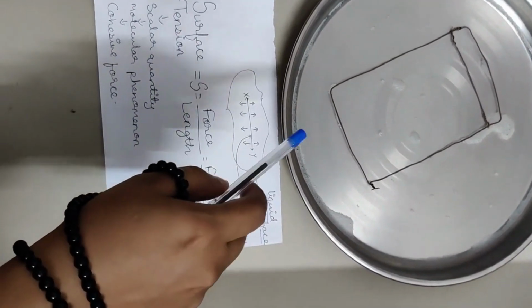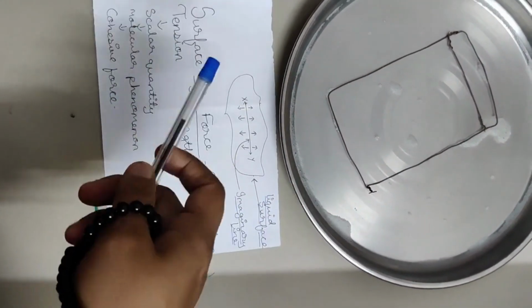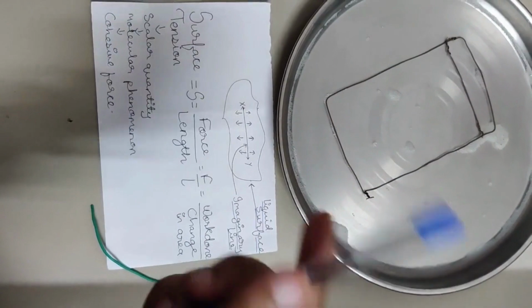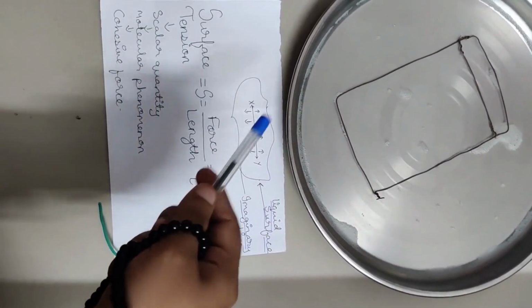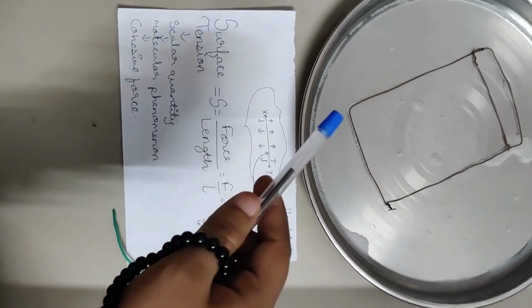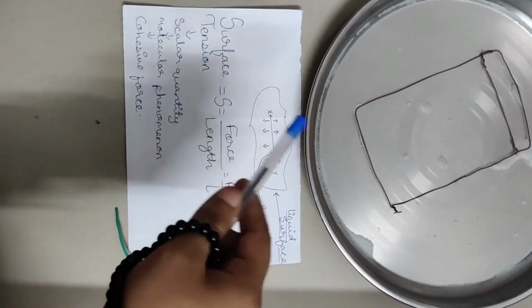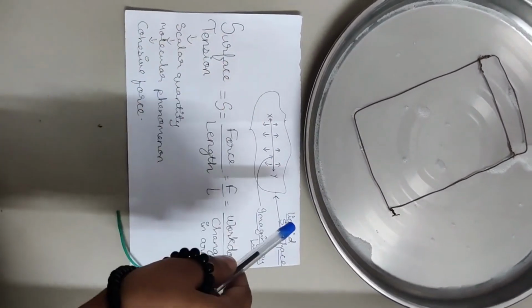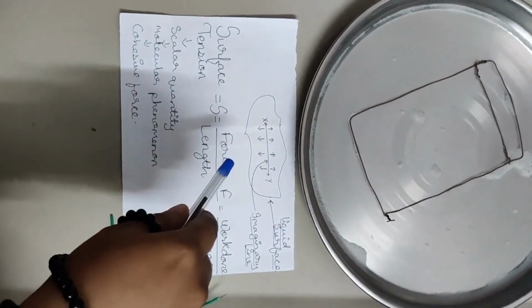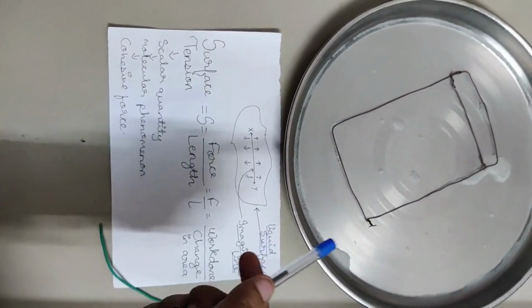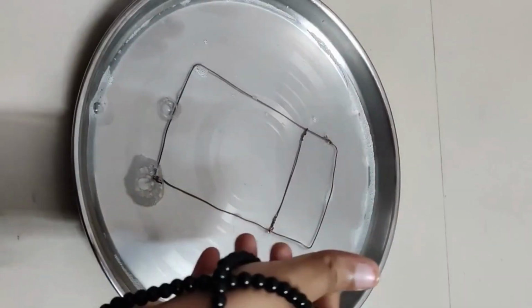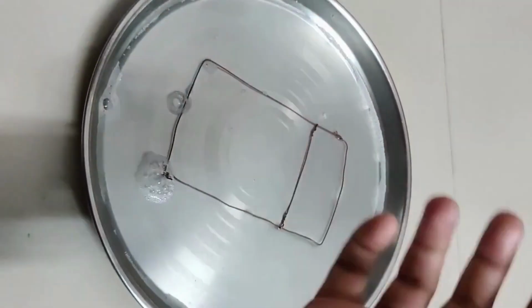Surface tension is a molecular phenomenon which is due to cohesive force. Surface tension of a liquid depends on the nature of the liquid and is independent of the surface area of film or length of the line considered. Small liquid drops are spherical due to the property of surface tension. Let's see a demonstration how surface tension works.